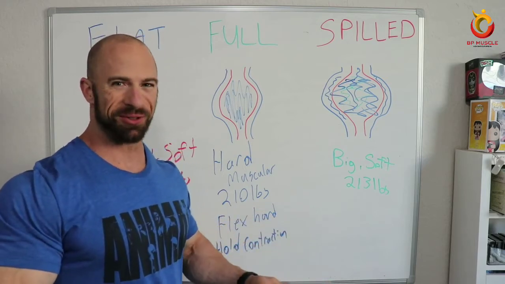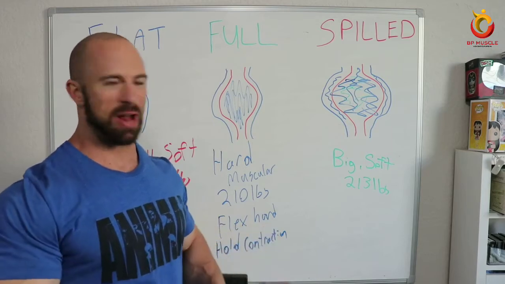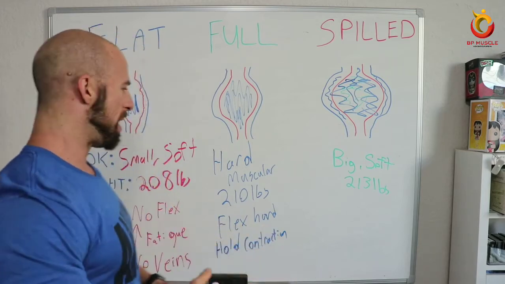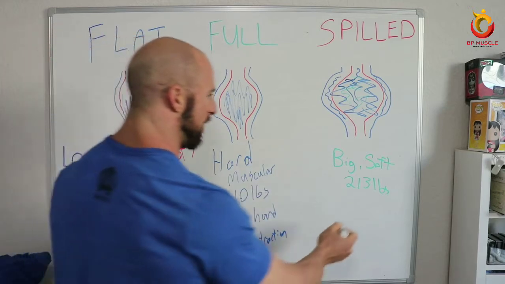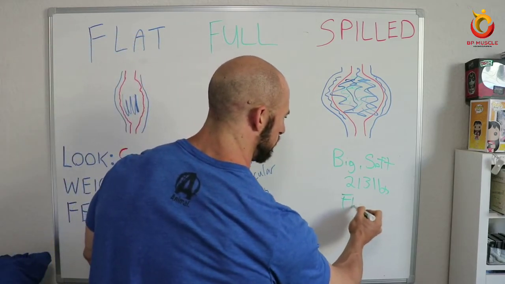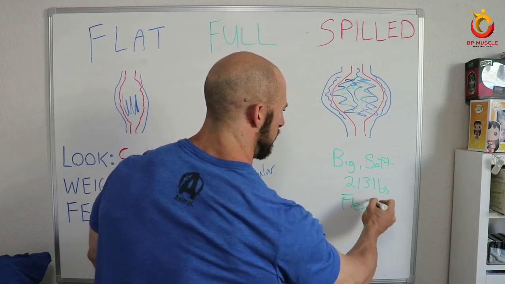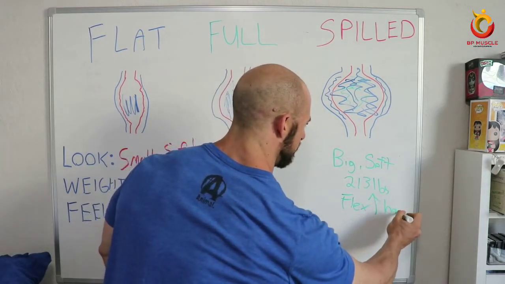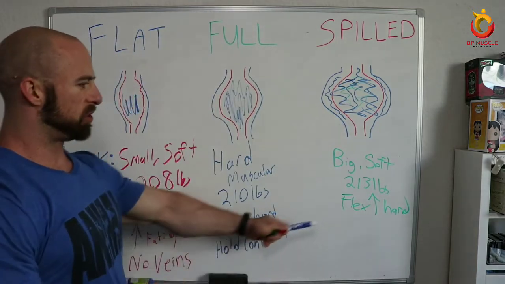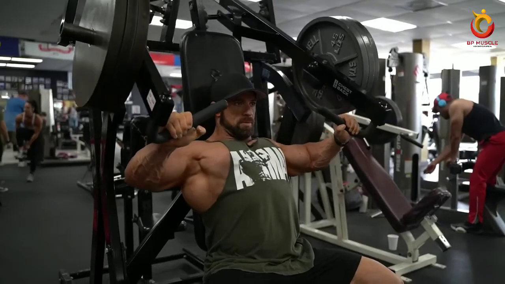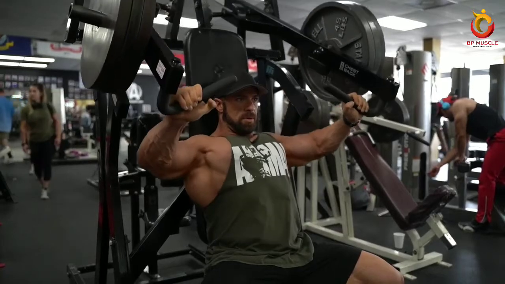You can't see your ankles, right? That's when you're really spilled over and having edema occur from electrolyte imbalances. How would this feel? Well, you're probably going to be able to flex really hard. Increased hardness. And of course, you're going to be able to hold the contraction really well too.